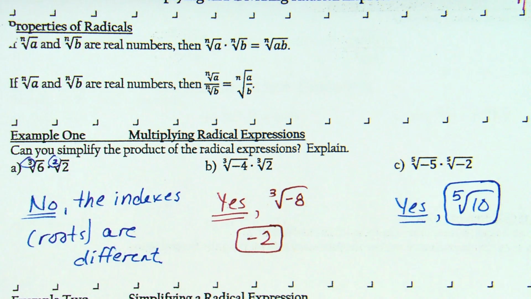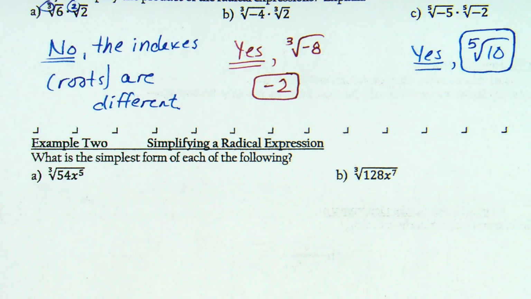Okay. Let's go down to example 2 here. They're just giving us one radical. And we are simplifying these radicals. You did this back in Algebra 1. Okay, or let me rephrase that. You were introduced to this back in Algebra 1. Is that a better way to put it?